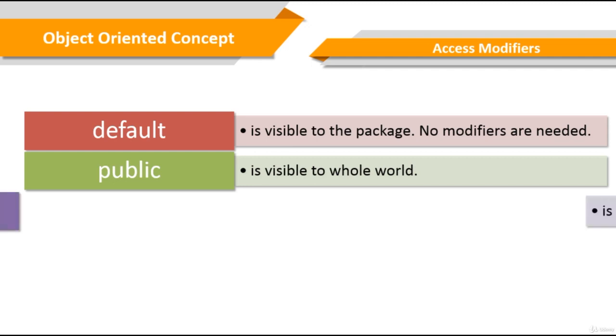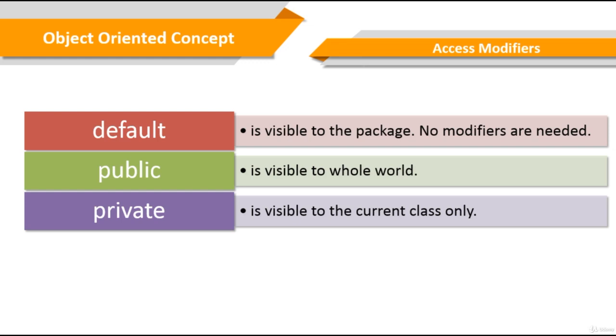And the third one is private. The private access modifier is accessible only within class. So methods, variables, and constructors that are declared private can only be accessed within the declared class itself. Private modifiers are the most restrictive access level.